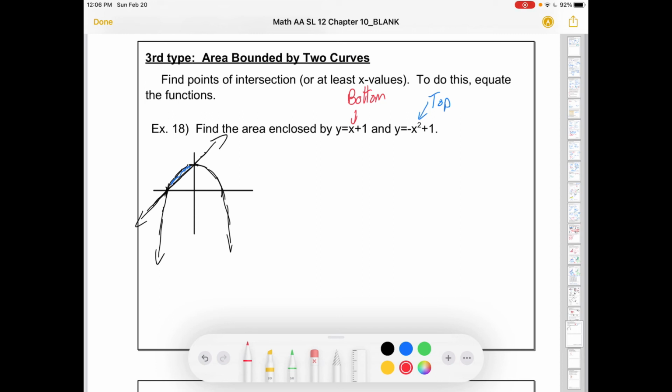Now, maybe you have some insight in that. But as a general technique, if you want to find points of intersections, you equate the functions. So find intersections. I'll say x plus 1 equals negative x squared plus 1. And I can rearrange that. I'll bring the x squared over to the left side. I'll have plus x, and the 1's will turn into 0.